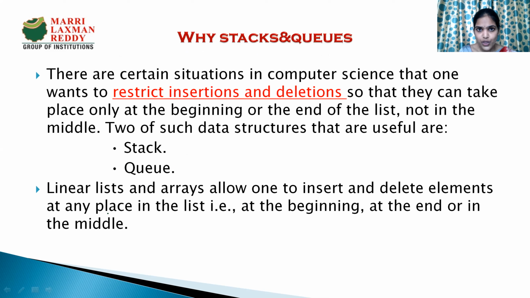Suppose there are some situations where the insertions and deletions are to be done at only one end. That means we cannot insert the data from anywhere, or delete the data from anywhere we want. In such situations, we'll go for a stack. Whereas in linear lists and arrays, we can insert and delete the data from anywhere we want; they are not restricted to only one particular end. If it is restricted to only one particular end, then we use this type of data structure called a stack.